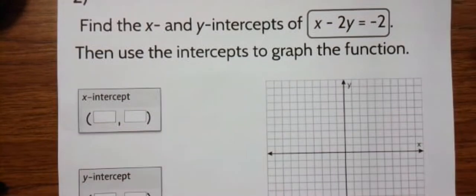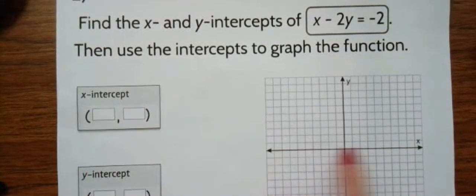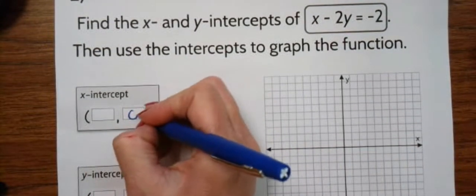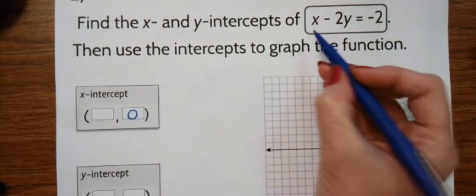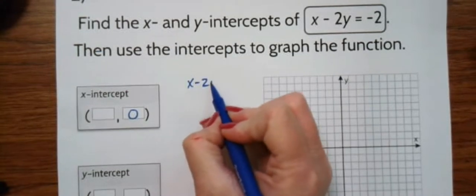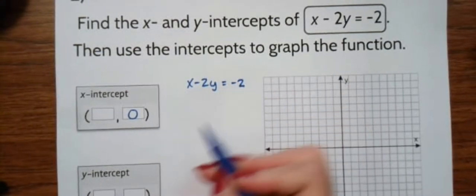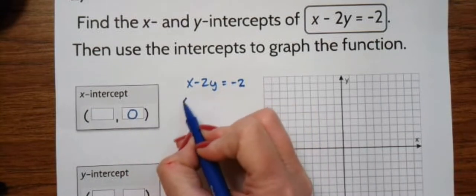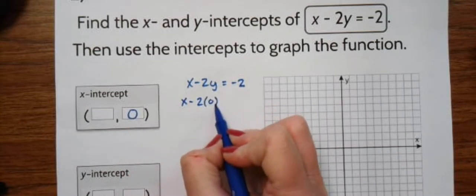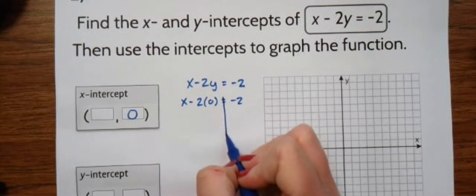Okay, let's first find the x-intercept. Anytime you have a point along the x-axis, the y will be 0. Because this is the x-intercept, we're finding the x. What's the location of the x? So I'm going to take the equation, and I'm going to replace the y in the equation with 0.